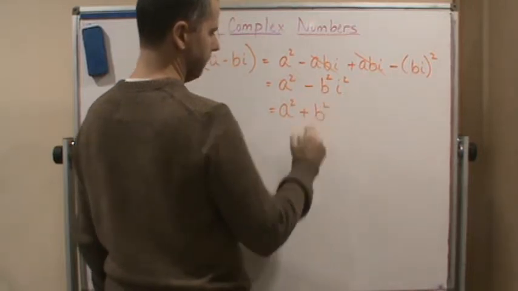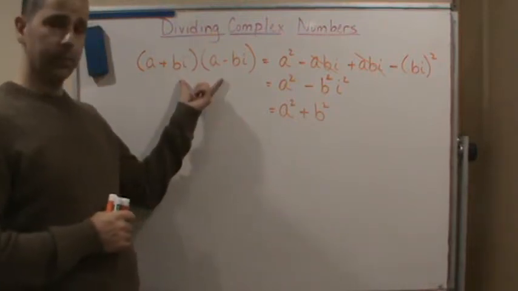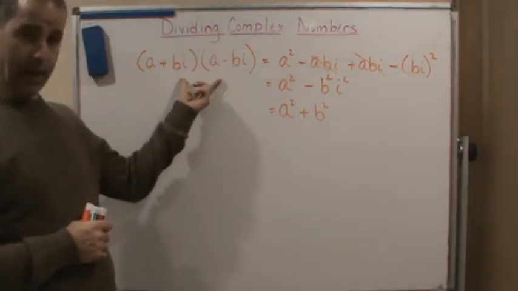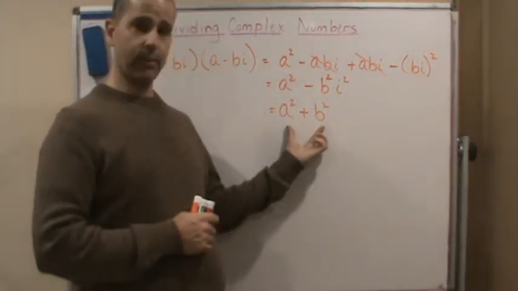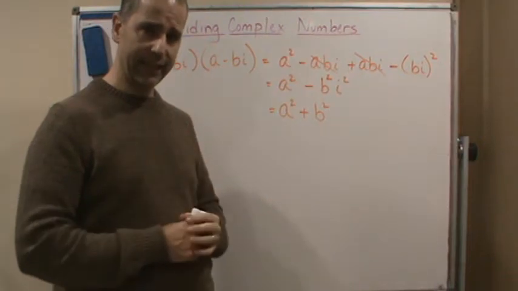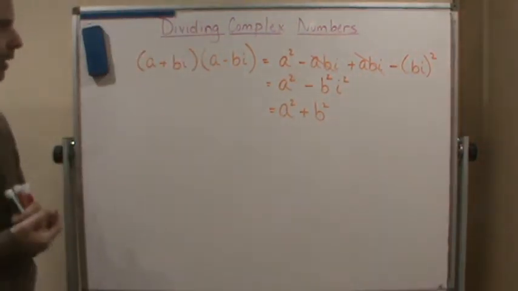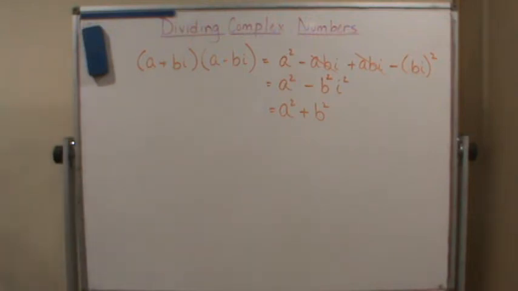Well, guess what? We get the sum of two squares. Look at that. So with complex numbers, when we multiply the conjugates of complex numbers, we get the sum of two squares, and they're both real. That's the key. We get a real number out of this. So, how does that help us? Now I'm going to show you.